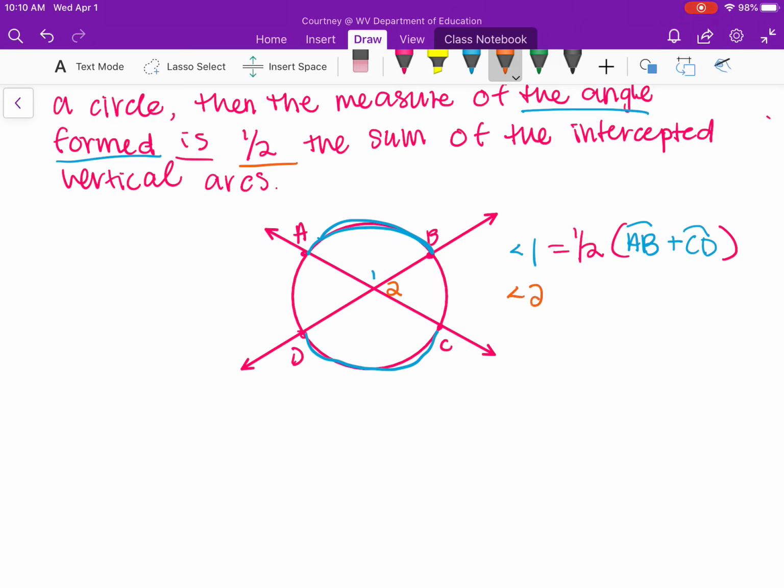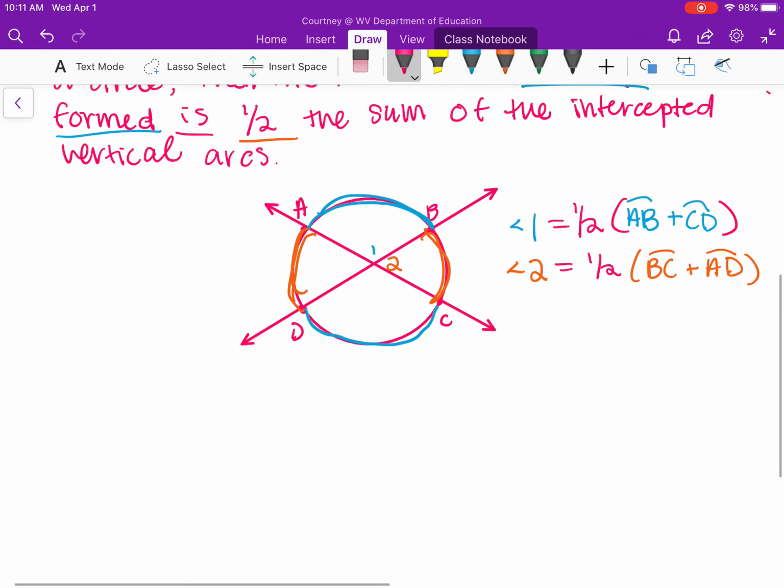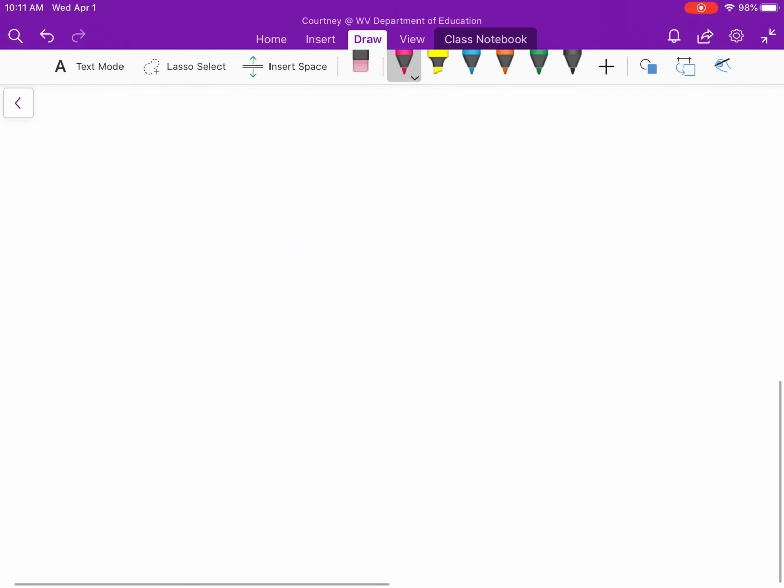In the same way, you can say angle 2 is half of, and I'll use the orange color, BC plus AD. Okay, and it doesn't really matter what order those are in inside of these parentheses. You can put whichever one first that you like. So we have a couple examples. Let's go to example 1.